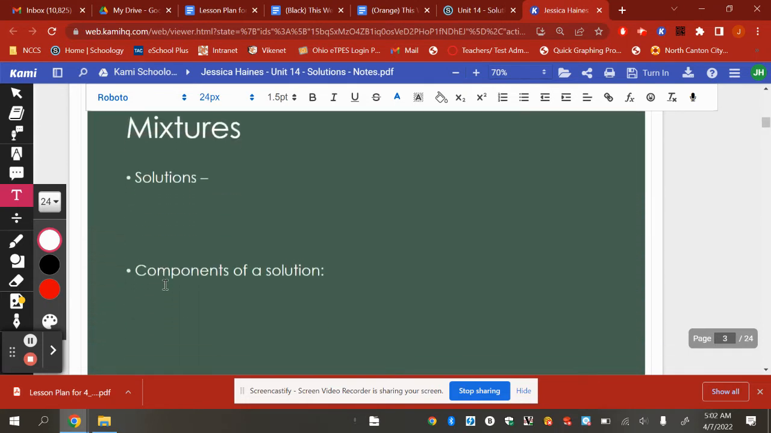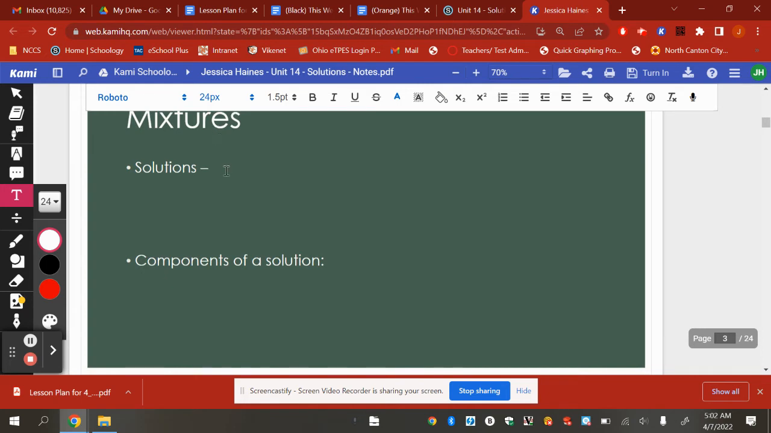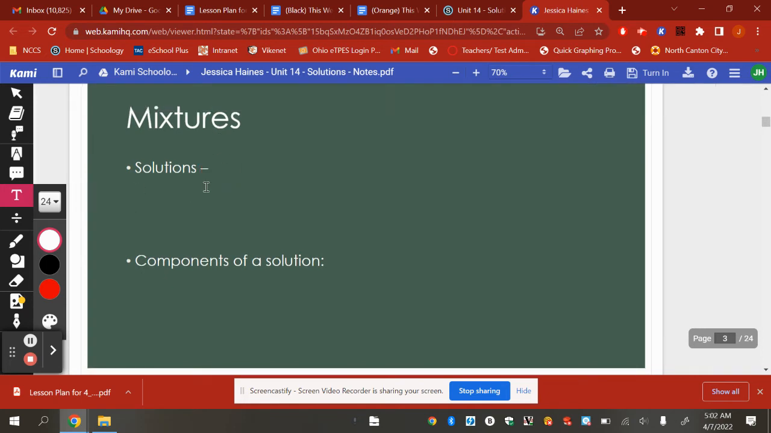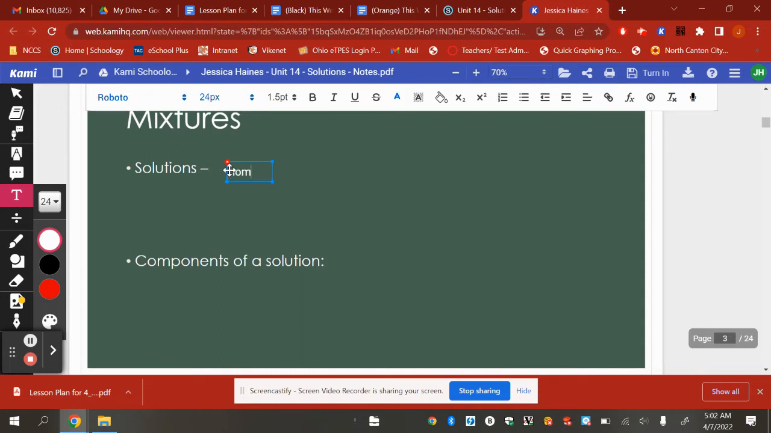Okay. So again, remember, when it comes to mixtures, solutions is another fancy word for a homogeneous mixture. Solutions are homogeneous mixtures of 2 or more substances in a single phase.